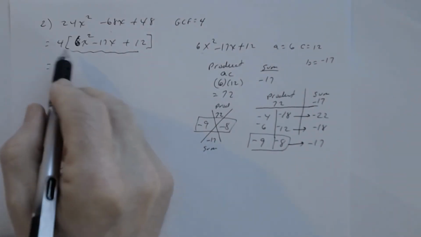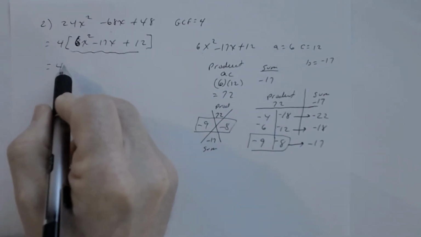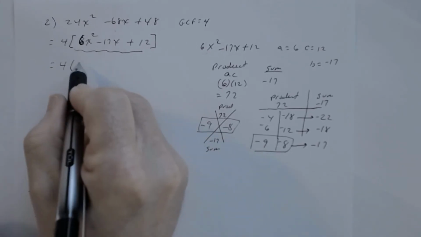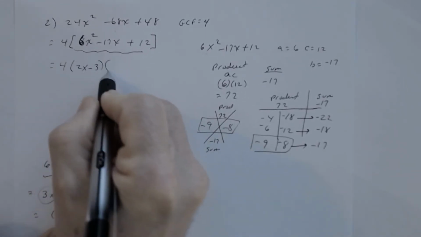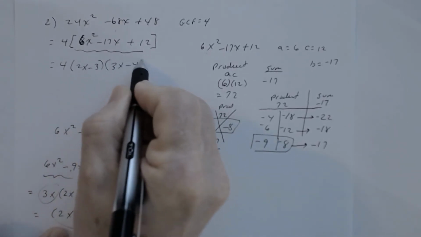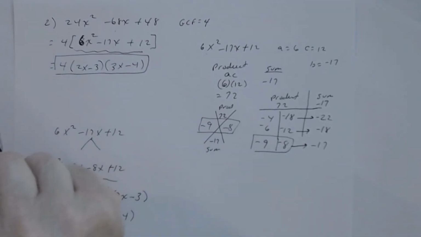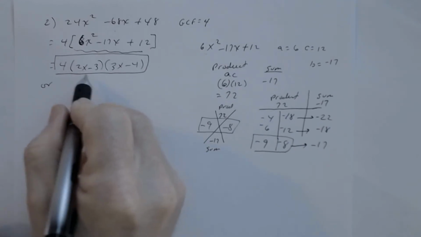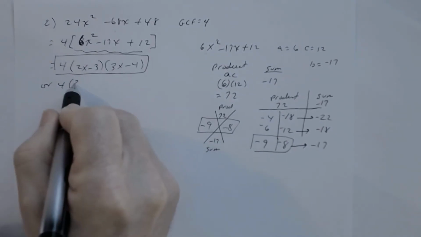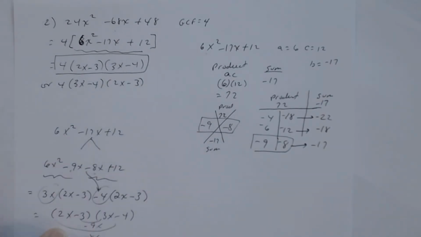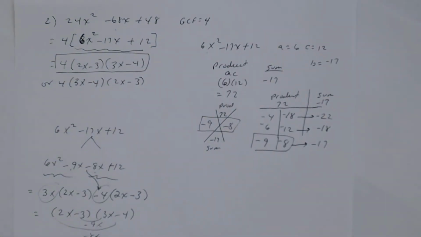Okay, so I'm going to put that here now. So don't forget though, the GCF is 4, so you have to write it down because that's one of your factors. So 4 times 2x minus 3 times 3x minus 4. And again, always write the monomial first. Now, someone else could have written it as 4 times 3x minus 4 times 2x minus 3. Does not matter, okay? All right, so that's number 2.